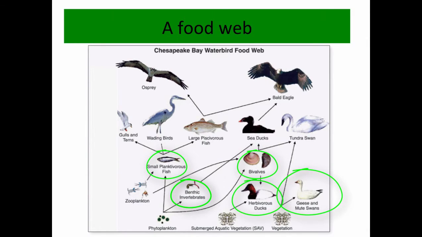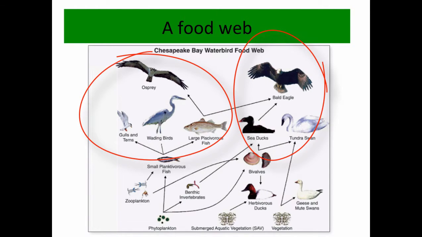So these organisms here are herbivores. As you can see, they all eat plants, plants being phytoplankton or aquatic vegetation or just normal vegetation. All of the rest of them, as you can see, are carnivores.